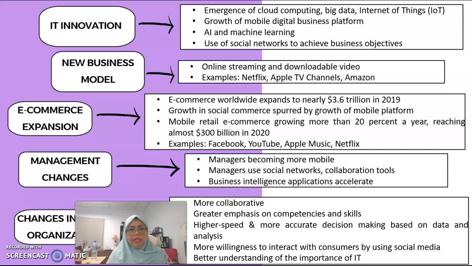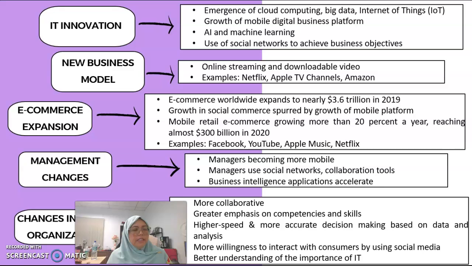The next one is new business model. For instance, the emergence of online video services for streaming or downloading, such as Apple TV, Netflix, and Amazon, has forever changed how premium video is distributed and even created. For example, Netflix in early 2020 had attracted more than 167 million subscribers worldwide, and it was called the Internet TV revolution at that time.